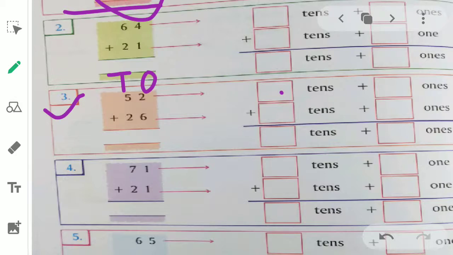If you see, we have two numbers given at the place of ones, and then we have two numbers given at the place of tens. 2 and 6, these are given at the place of ones. 5 and 2, these are given at the place of tens. Here you have some boxes, and in the boxes you have to write the digits which are given at the place of tens and which are given at the place of ones.